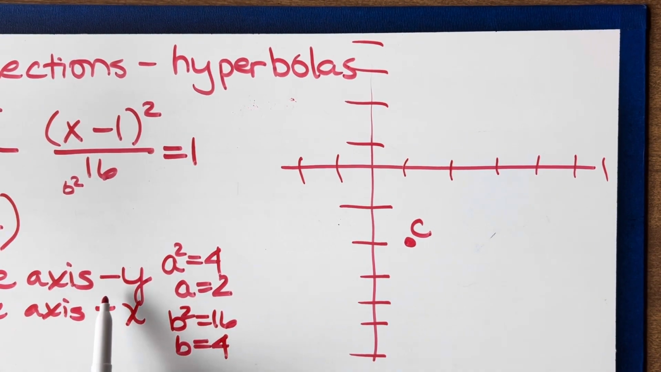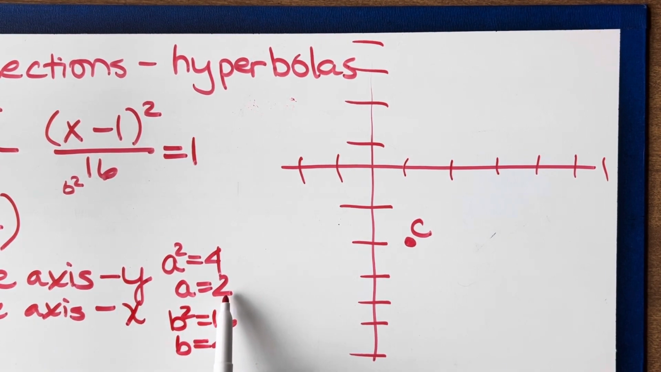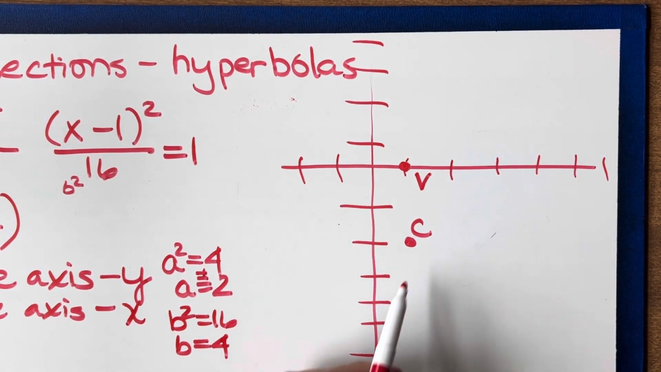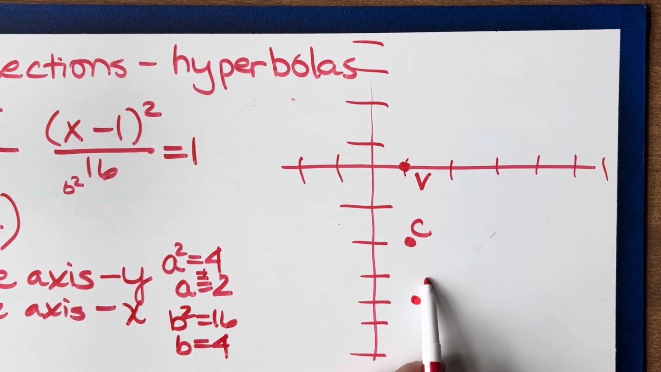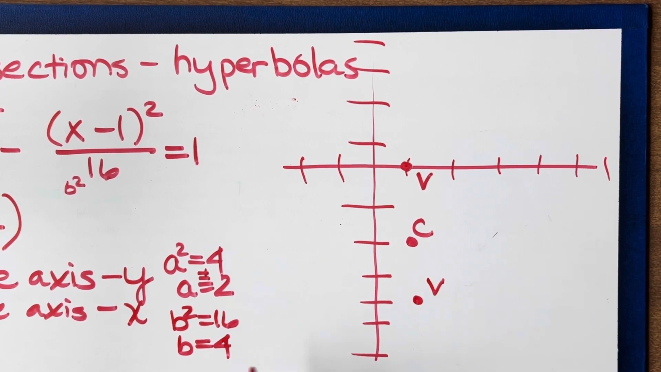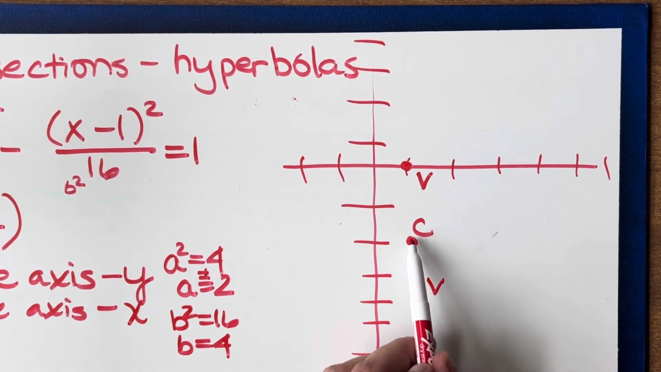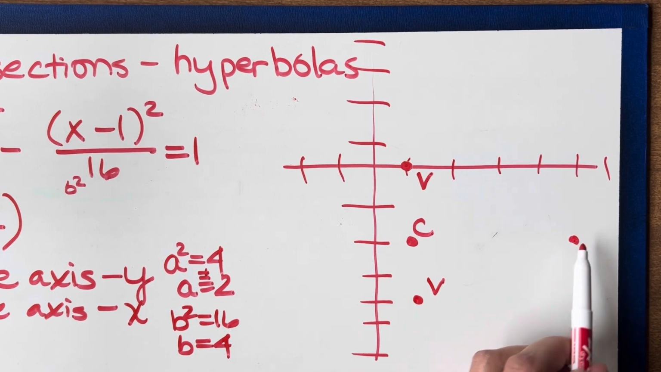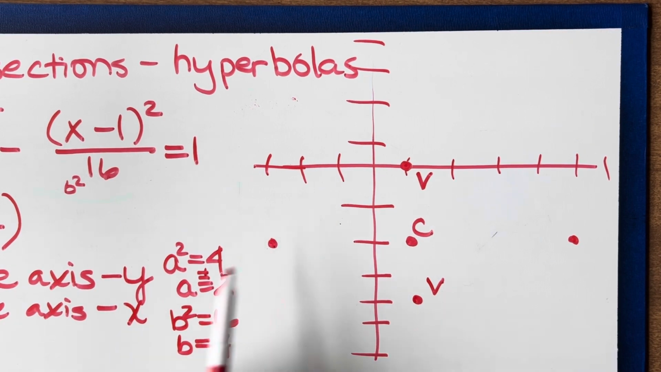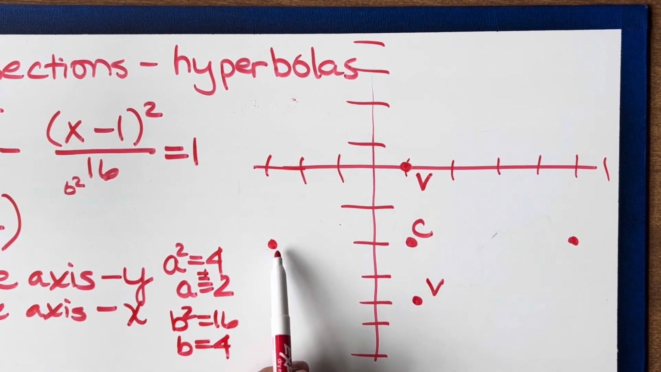Now my transverse axis, remember, is the y, and so this is going to tell me I need to go 2 spaces up from my center and 2 spaces down from my center. So we can make this the plus minus. So I'm going to have one vertex right here. I'm going to go down 2 spaces. I'm going to have another vertex right here. I'm going to use the 4 to go left and right. That's my conjugate. 1, 2, 3, 4. And then from here, 1, 2, 3, we'll make one more out here. Now these are not actually vertices, but this is what we're going to do.